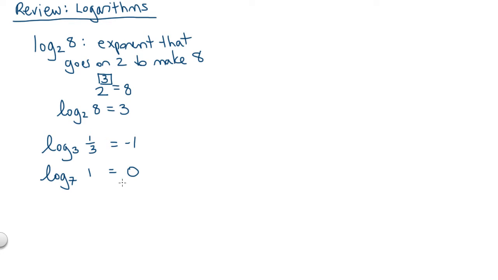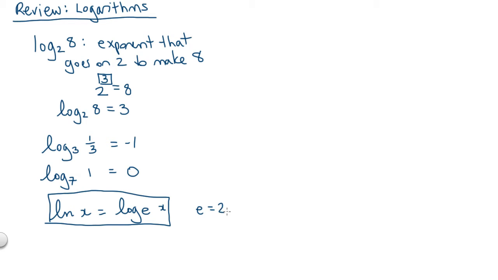Now there are two bases that are particularly important to us. When we write ln x, that is just a fast way of saying log base e of x. e is the number that's about 2.718. It's got infinitely many decimal places. So this number e will be particularly important when we work with exponential functions a little bit later on in the course. So whenever we see ln x, we're going to think log base e of x.